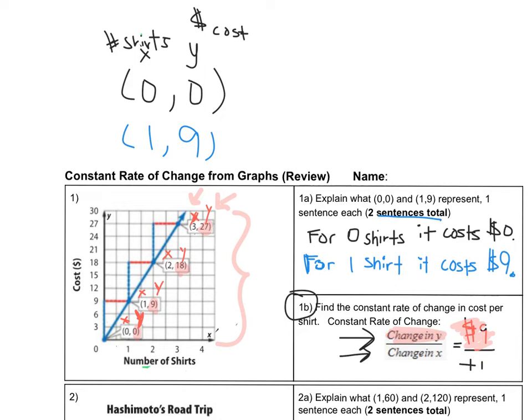Now if we look at our x values, I'm going to change the color. Let's just make it green. Our x values go from 0 to 1 to 2 to 3. Those are changing by 1 each time. So the change in x is 1. So your constant rate of change is still 9 over 1. I know some people like seeing it that way. Other people like the visual of the staircase, the fact that it's going up by 9 to 1, 9 to 1, 9 to 1. It's whatever you want to see, but the answer is the same either way. Your constant rate of change is 9/1.